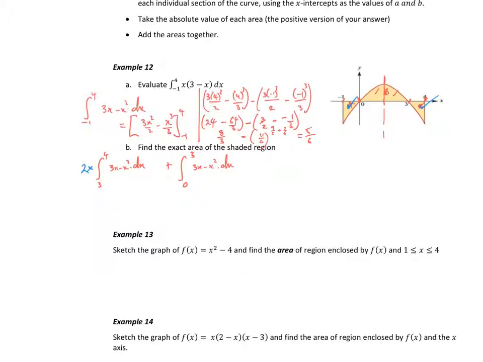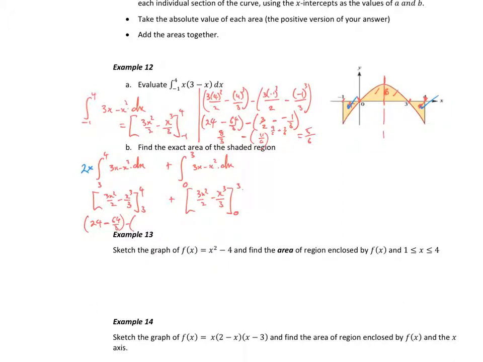So from the previous example, I can see what my antiderivative is. So I'm going to go straight to my antiderivative: 3x squared on 2 minus x cubed on 3, evaluated between 4 and 3, plus 3x squared on 2 minus x cubed on 3, evaluated between 0 and 3. I'm going to run out of room, so let's put my 4 in. I might just do a shortcut. So 4 squared is 16, 48 on 2 is 24, minus 4 cubed is 64 on 3.